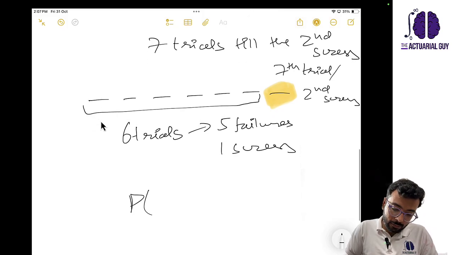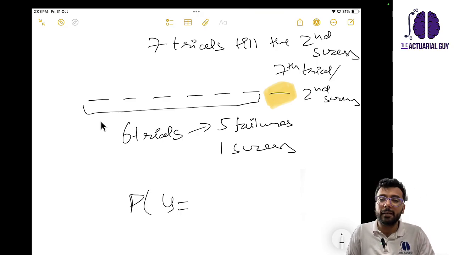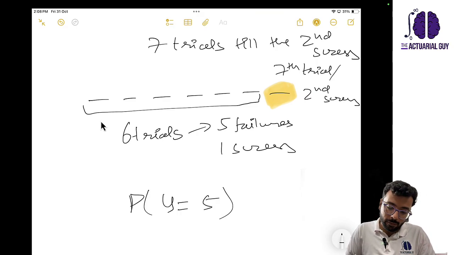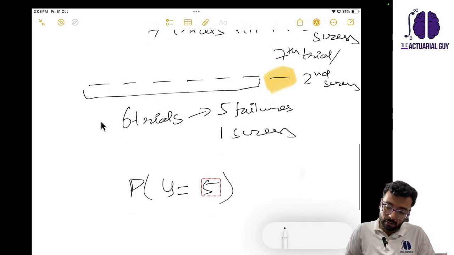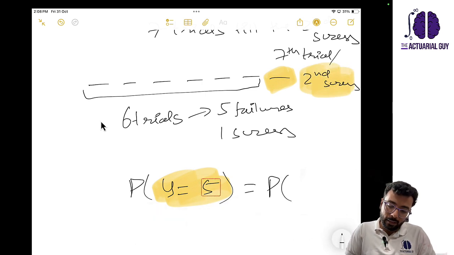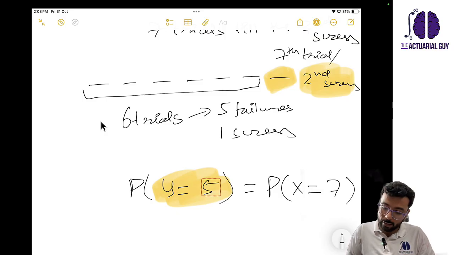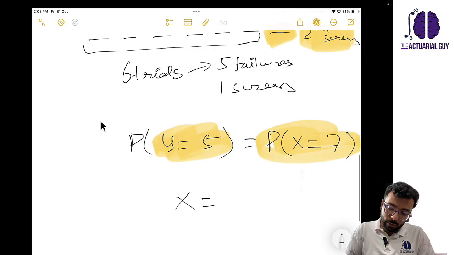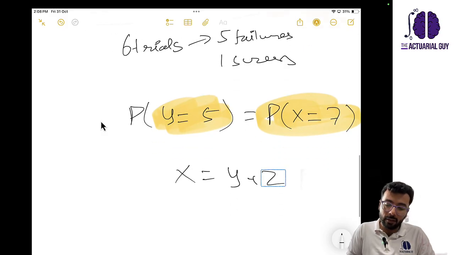So the probability that y, which is the number of failures before the second success, would be equal to 5. Okay, so that is the probability that you see 5 failures before the second success, which is the same as the probability that the number of trials you see till the second success is 7. Okay, these two are the same, right? What is the relationship? X is equal to y plus 2, or whatever is the number of trials you're looking at, right?